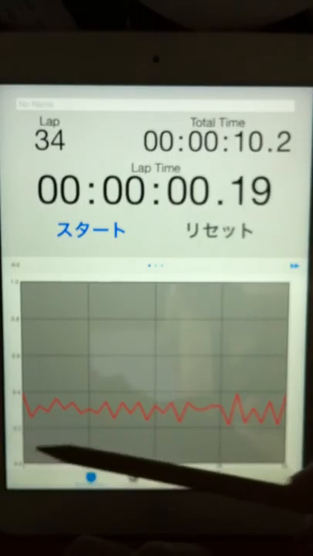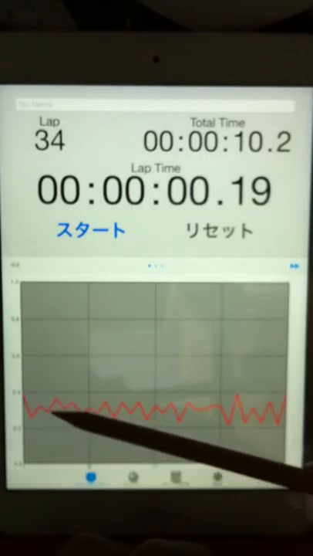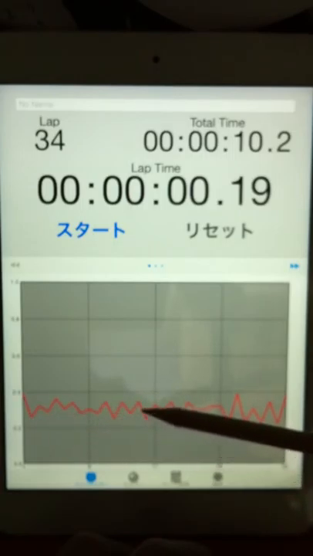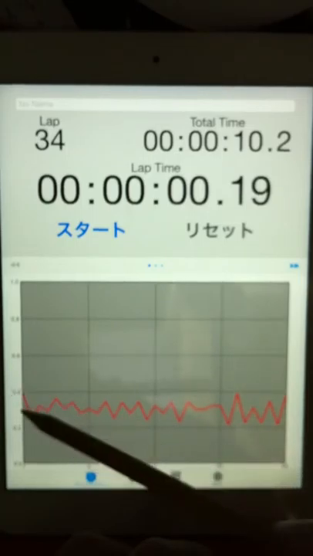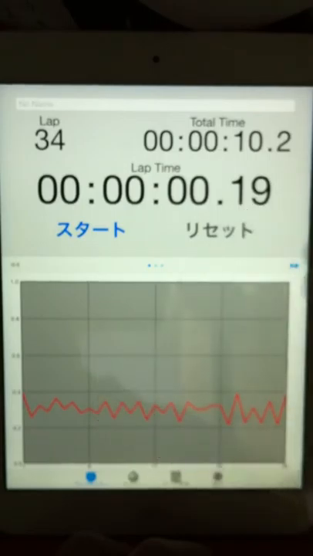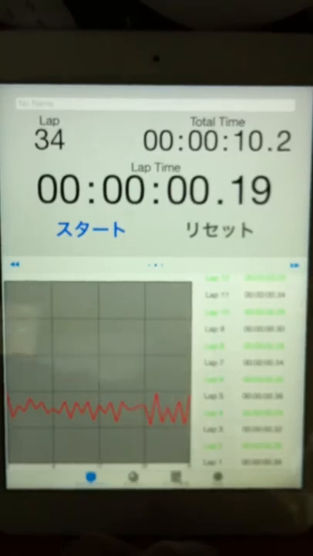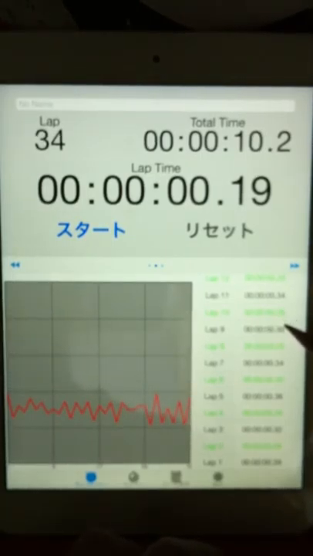Let's see. At first, that's a not so strong bounce, a weak bounce, and it's fairly weak. 1, 2, 3, 4. Its difference is 2. 0.02 second is the difference.